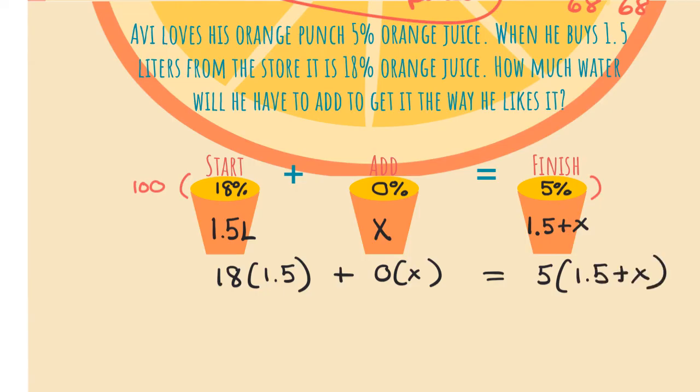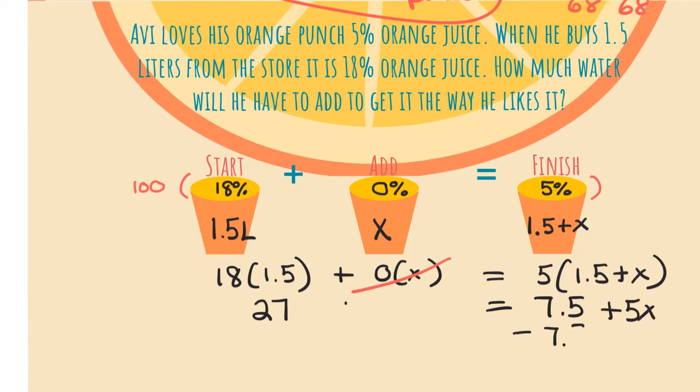Okay, so 18% gives me 18. 0 times 100 is still 0. 100 times 5% will give me 5. I prefer working with the whole numbers rather than taking the step before. If I multiply the beginning thing by 100, I've cleared the decimals to start. 18 times 1.5 is 27. And this is just going to cross out because it's times 0. And then 5 times 1.5 is only going to give me 7.5 plus 5x.